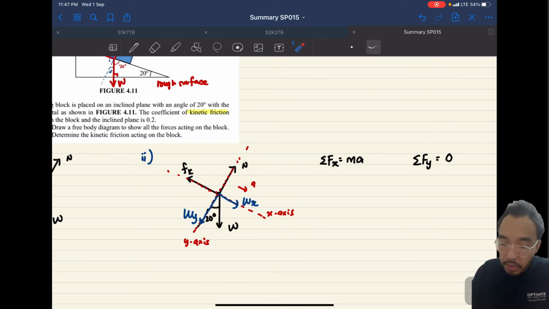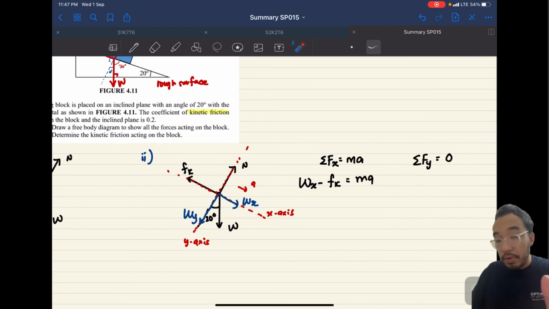Okay, so this one is your x-axis. How many forces are there on the x-axis? You have two forces only, which is wx minus fk, sorry. You might not see this clearly, but this one is actually moving to the right, so it's positive. This one is negative because it is moving to the left. I assume that this is positive because it is to the right.